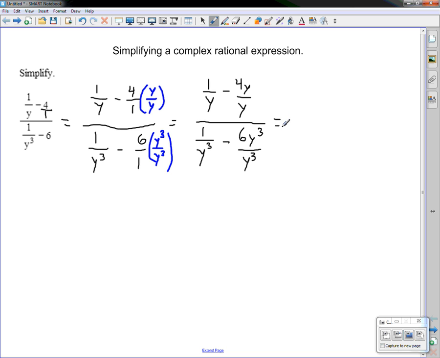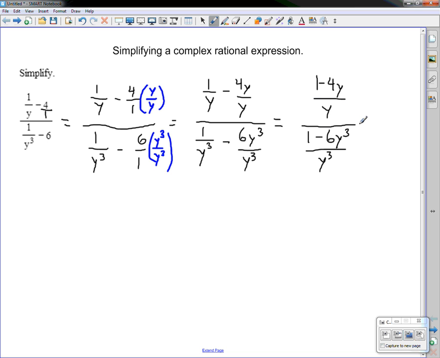Now that we have common denominators, we can actually subtract up top. 1 minus 4y, those aren't like terms, so I just end up with 1 minus 4y. And the denominator is y. Bottom, I go ahead and identify that we have 1 minus 6y cubed over y cubed. So all I've done so far is combine the terms in the numerator, combine the terms in the denominator to create one fraction divided by another.